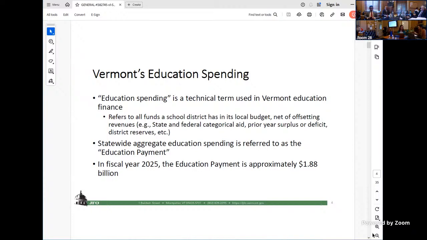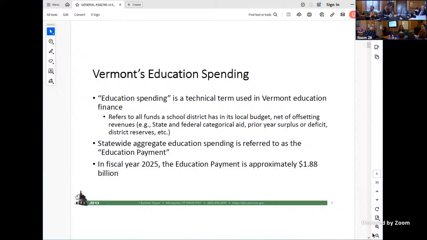Once it's approved by local voters, we then calculate its education spending, which is its total budget minus its offsetting revenues. So if it's using prior year surplus to reduce their budget in the future year, then that will impact their tax rate. But the education spending is the amount that's going to impact the local tax rate. So the more that a school district draws per pupil from the education fund, the higher its tax rate is going to be. Do they need to draw surplus? Are they required to use their surplus? No, it's part of their budgeting. Okay.